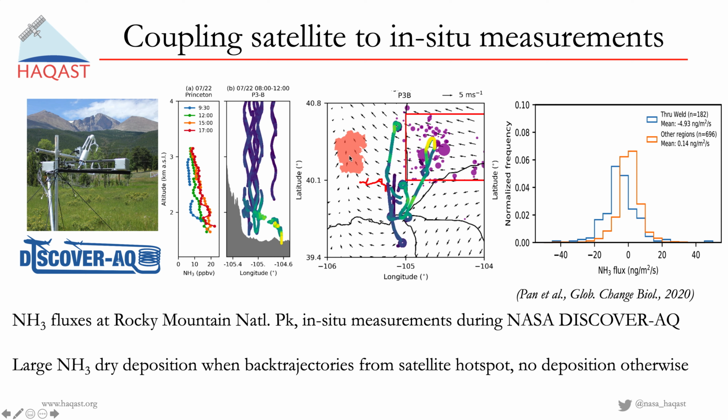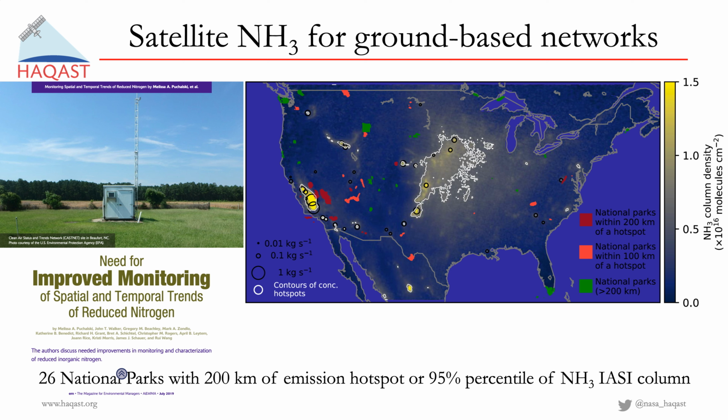So the satellite data is really helpful to fingerprint that, okay, when we see deposition, that wind is coming from these hotspot regions. So this is one example of how satellite can be used and coupled to the in situ measurements.